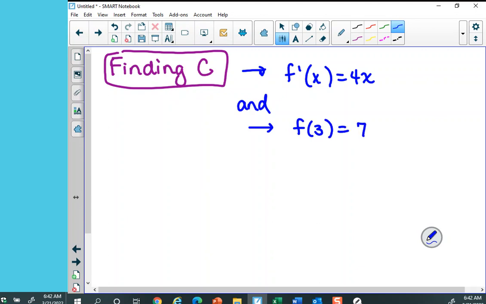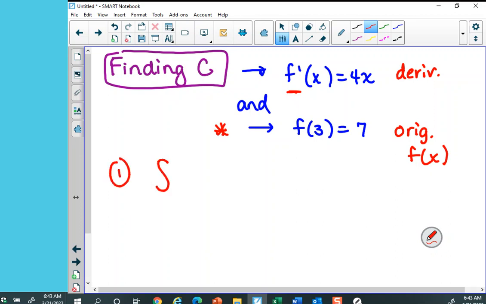So notice, be really careful when you look at this. This is talking about the derivative. This is the original f of x. This is the part we're going to use to figure out what the c is.